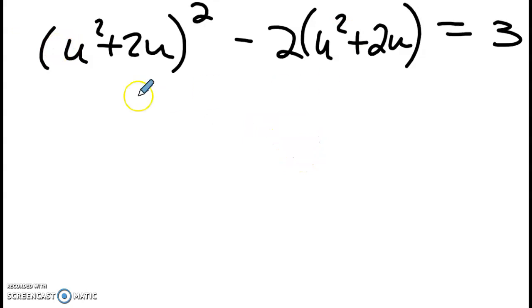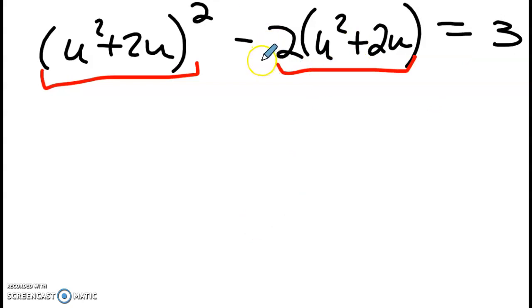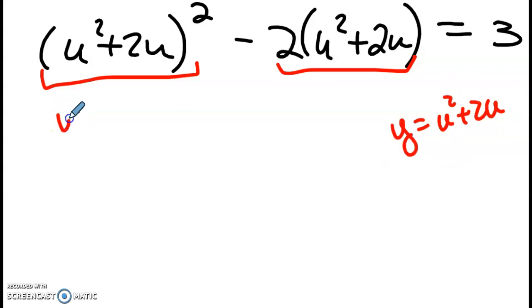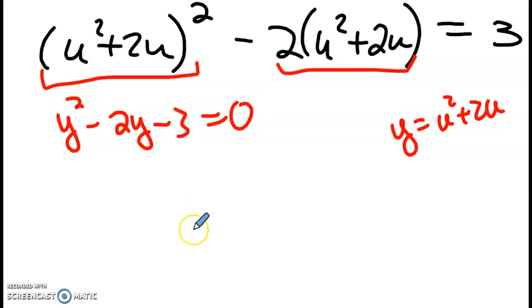It almost is screaming quadratic-like, isn't it? I have this thing squared minus 2 times that same thing equals 3. So obviously I'm going to use something else other than u, because they're using u. I'm just going to say y. Y equals u squared plus 2u. So everywhere there's a u squared plus 2u, I'm going to substitute y. So I have y squared minus 2y minus 3 equals 0.